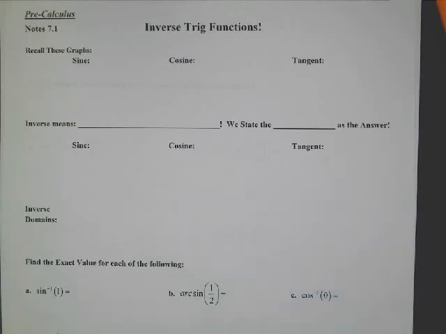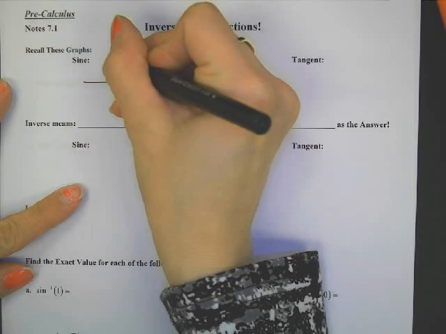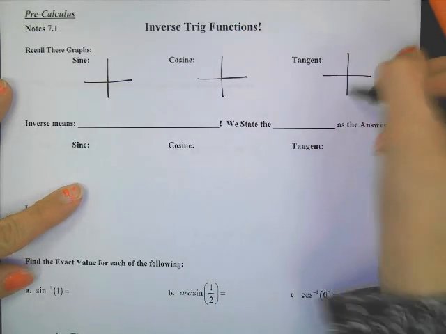So let's investigate inverse trig functions. Chapter 7. First, let's recall the basic sine, cosine, and tangent graphs. This might come in handy when you're trying to do inverses.